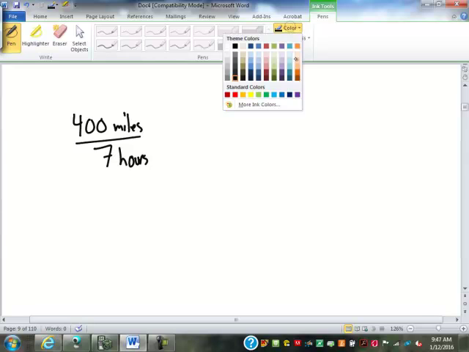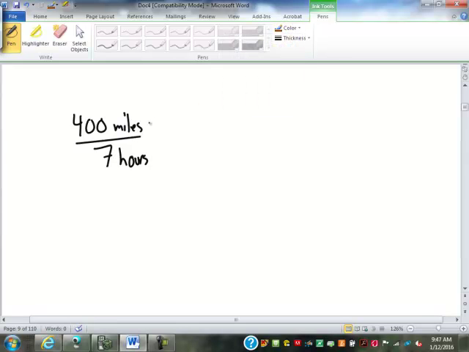Now, there is no way to convert miles into hours or hours into miles. This cannot be turned into a ratio. It is what we call a rate. The first major difference between a rate and a ratio is a ratio compares two numbers with the same label or same name, and a rate compares two numbers with different names. Now, because of that, a ratio doesn't need units. A rate must have units in it.